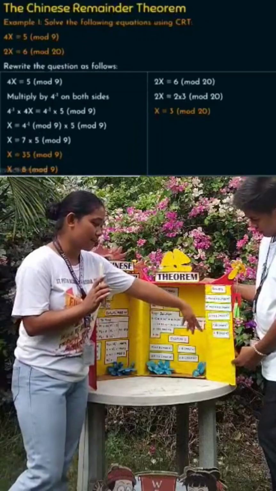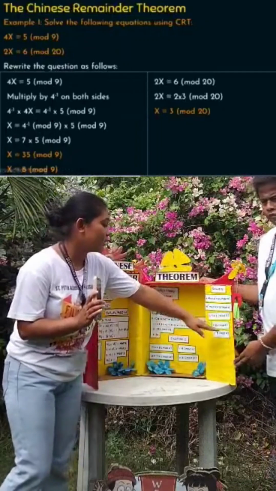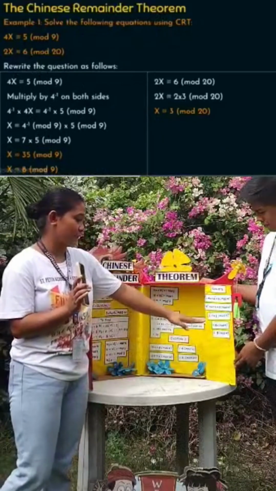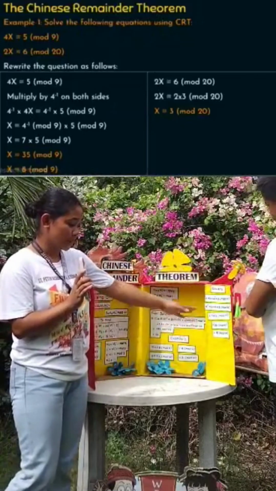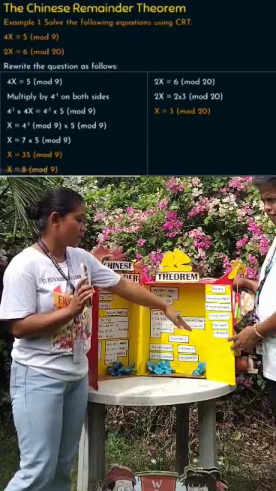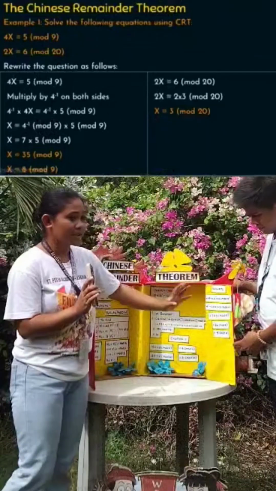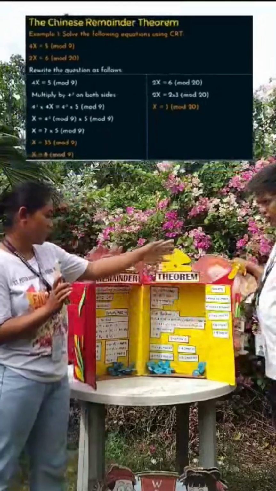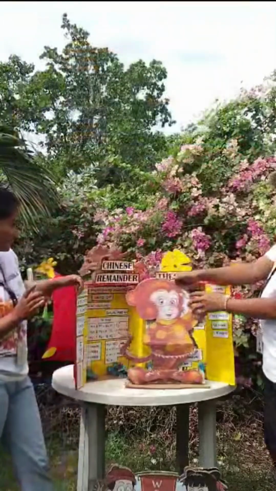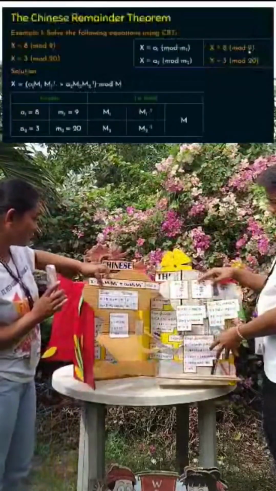7, then copy 5 mod 9. So here 7 times 5, we've got 35 mod 9. Here we can already use 35 mod 9, but it can still be reduced. So we reduce it into 8 mod 9. We can use either, but it is recommended that we use the reduced form. So next.